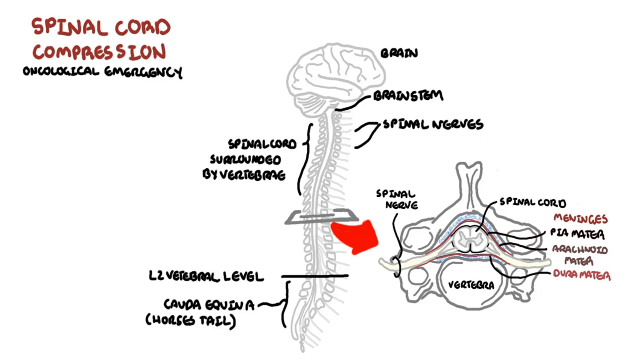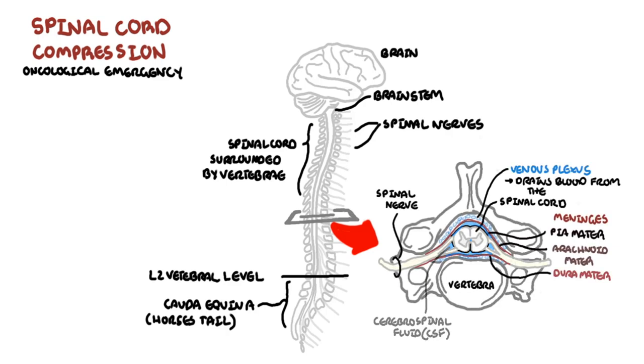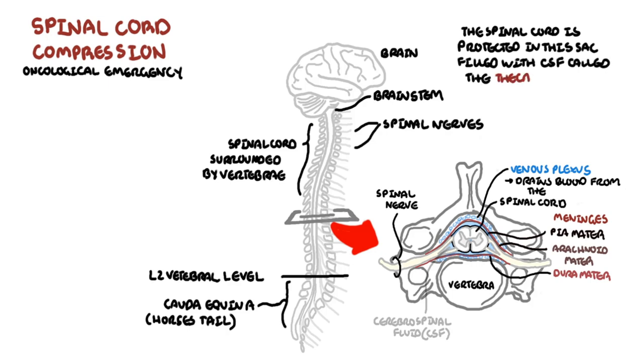Above the dura mater is what's called the epidural space. We can find the venous plexus here, which drains blood from the spinal cord, as well as this area contains fat and arteries, which supply the spinal cord with blood. Separating the arachnoid mater and the pia mater is the cerebrospinal fluid. The spinal cord is protected in this sac, filled with cerebrospinal fluid, which we can call the dural sac or the thecal sac, because the dura mater is the most outer meningeal layer.